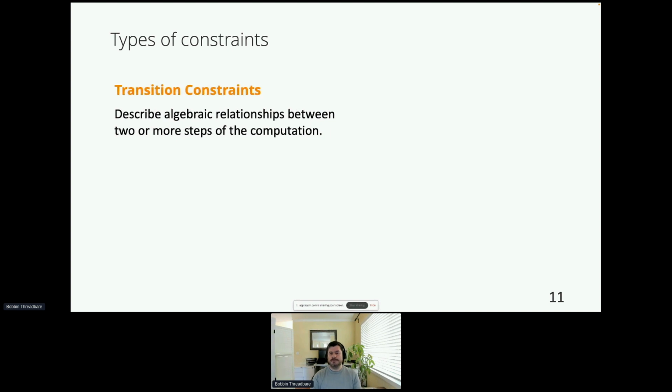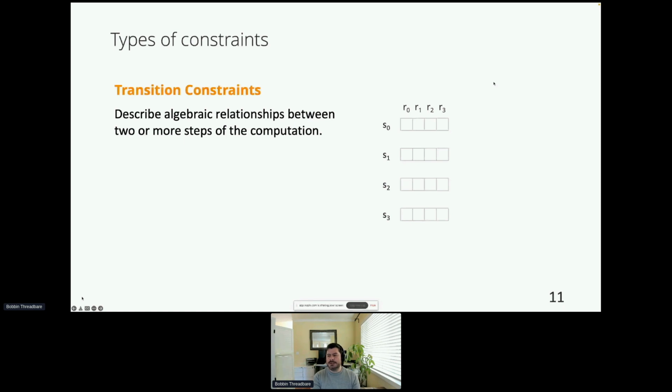So the first type of constraints is transition constraints. They basically describe algebraic relationships between two or more steps of a computation. So imagine that this is our execution trace. Previously, we had a single column. Now I'm showing multiple columns, 4 columns to be precise. And these are our steps. Here I'm only showing 4 steps, but it could be millions of steps for all practical purposes.